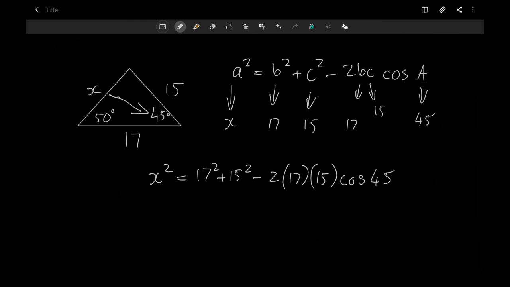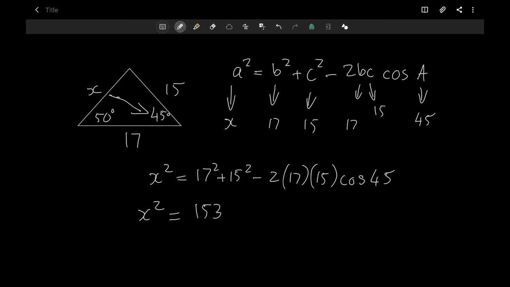Okay, so did you get this? X squared is equal to, and we know b is 17, so it'll be 17 squared plus c squared, which we know is 15, so 15 squared, minus 2bc, which is 2 times 17 times 15, cos, and we've determined that the a is the 45 degrees. So once we simplify all of this, we get x squared is equal to, now I want you to pause the video, plug in the numbers, and see what you get.